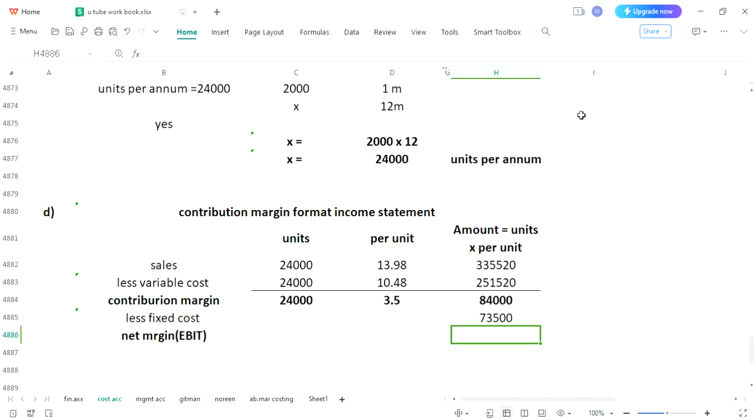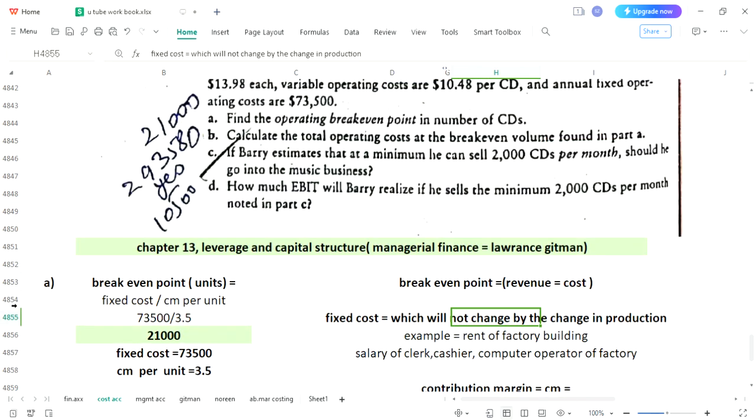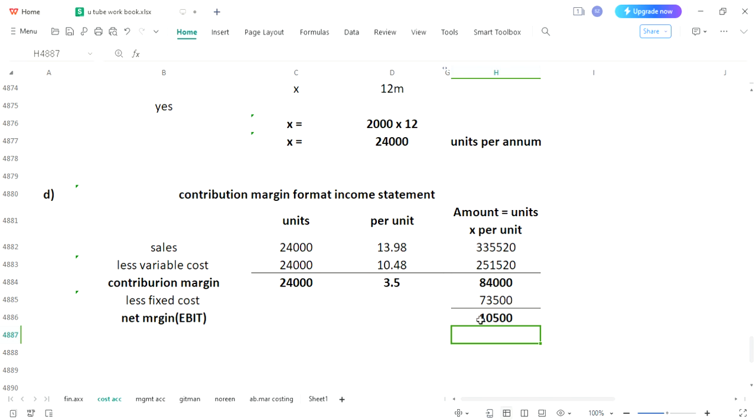Finally, you can calculate your net margin or earnings before interest and tax. How? You will subtract your fixed cost from the contribution margin. Contribution margin was 84,000, and then you will subtract your fixed cost, which was 73,500. So we have got our net margin. Let's get back to the question, and we have the fourth answer, which is 10,500, and what we have calculated is also 10,500. This is point D, the contribution margin format income statement. We have completed it.